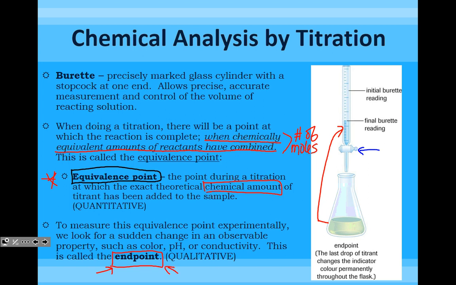So we use our endpoint with titrations, when you have a permanent color change, to tell us, oh, we've reached the equivalence point. The equivalence point and the endpoint are at the same time. The equivalence point is the theory behind the color change, if that makes any sense.